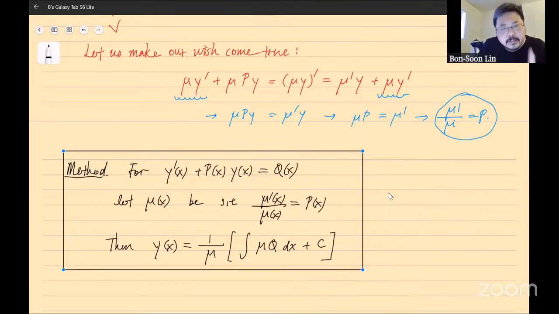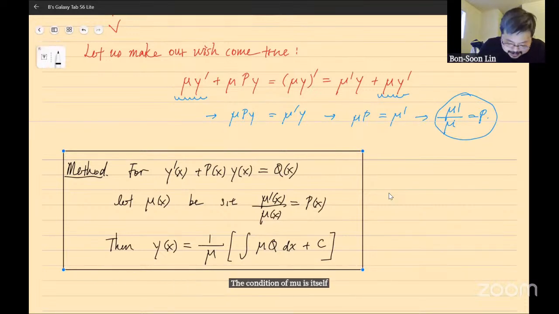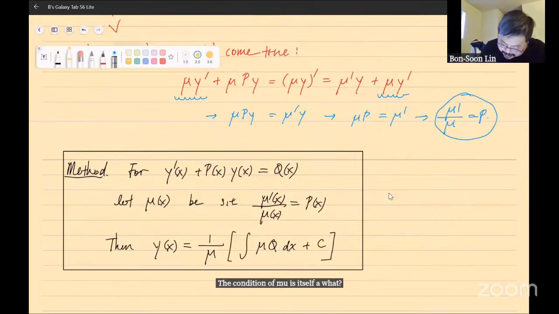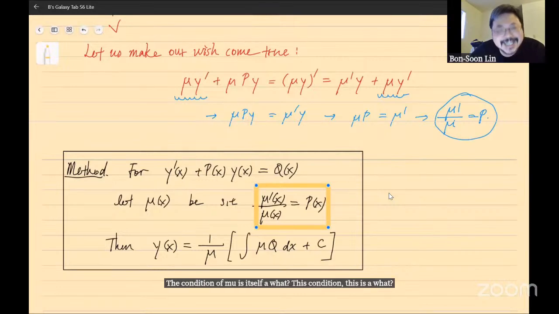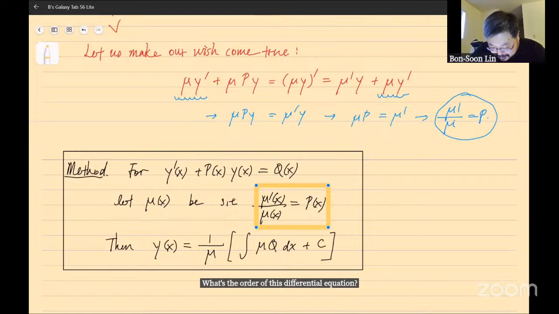But we can do something better. Look at the condition of mu. The condition of mu is itself a what? This condition, this is a what? What kind of equation is this? This is also a differential equation, right? What's the order of this differential equation? 1. First order. Is it separable?